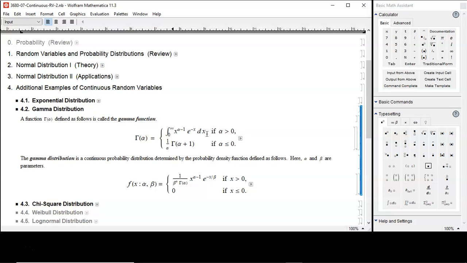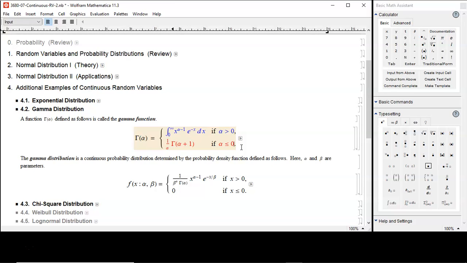The gamma function is defined through this integral when alpha is greater than 0, and when alpha is less than or equal to 0, to be a little more precise, we define it through this recursive equation. I hope you can clearly see that gamma of 0 is undefined. Why? When alpha is 0, we have 1/0 popping up. Is there anything else that you can see immediately?